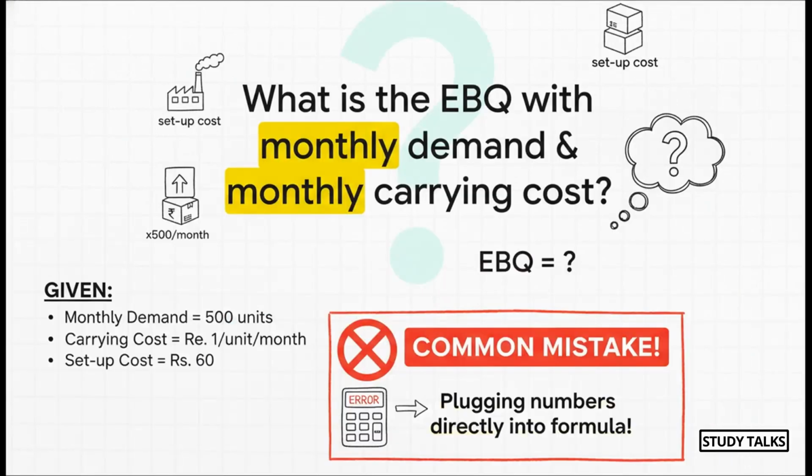Okay, let's kick things off with a classic exam-style curveball. Look at this. Monthly demand is 500 units. Carrying cost is 1 rupee per unit per month, and the setup cost is 60 rupees. What's the EOQ? Now hold on, if your first instinct is to just grab those numbers and plug them straight into the formula, you've just fallen for the single biggest trap in this entire chapter. This is exactly where so many students lose easy marks. But don't you worry, by the end of our session today, you'll spot this trap from a mile away.